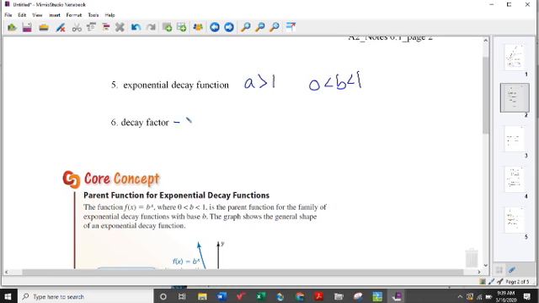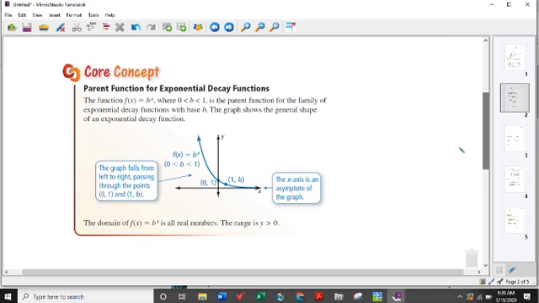The decay factor then is the base. How do you know? Well, wasn't that the same thing as the growth factor? Yes. You know it's a decay factor when it's a decay function. It's a growth factor when it's a growth function. So it's still the base value.